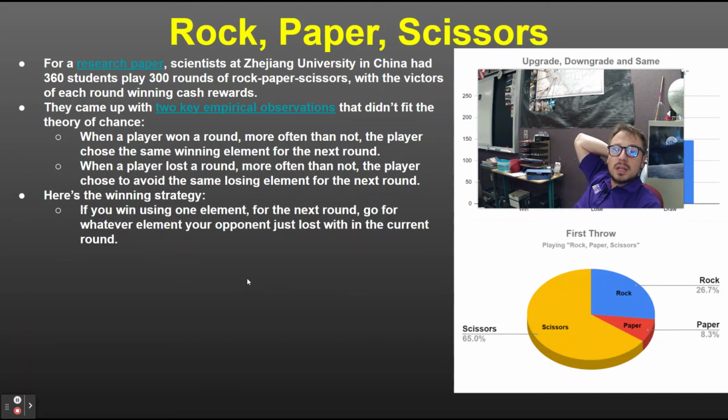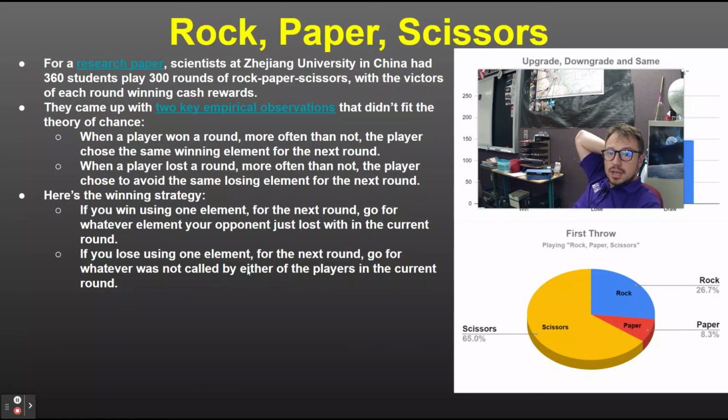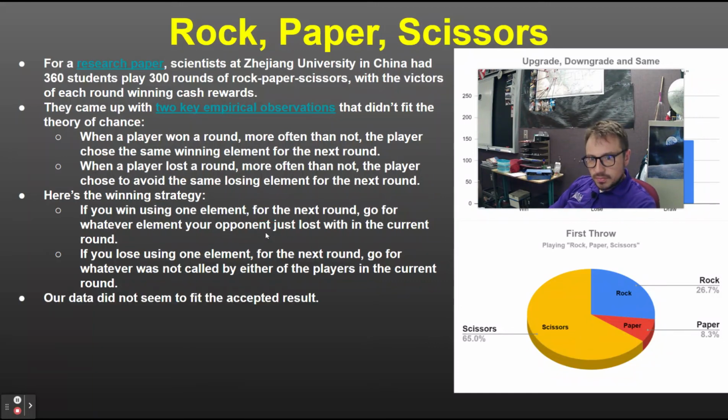If you win using one element, for the next round go for the element your opponent just lost with in the current round. If you lose using one element, for the next round go for whatever was not called by either of the players in the current round.